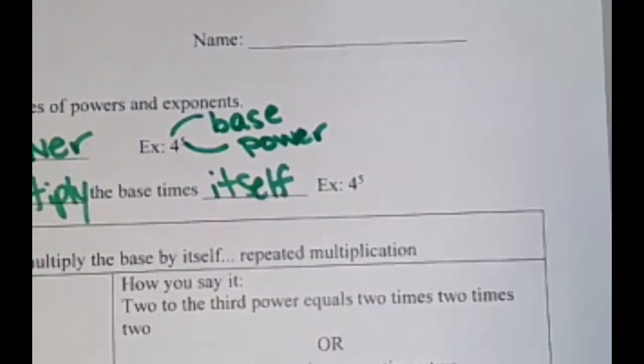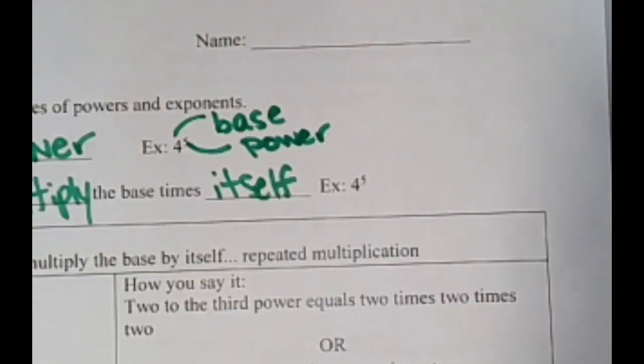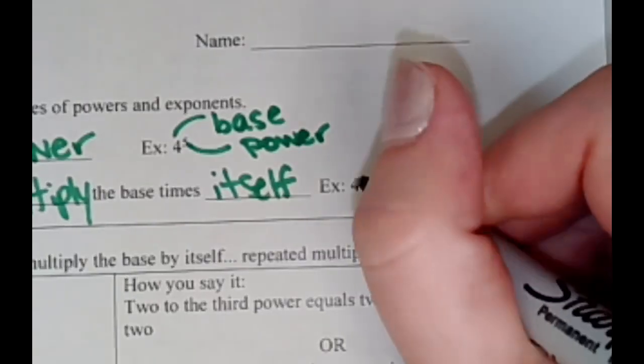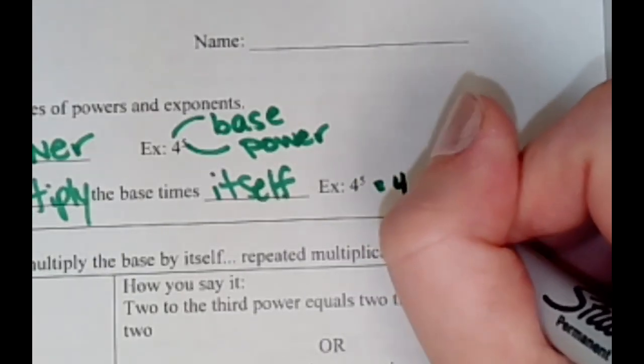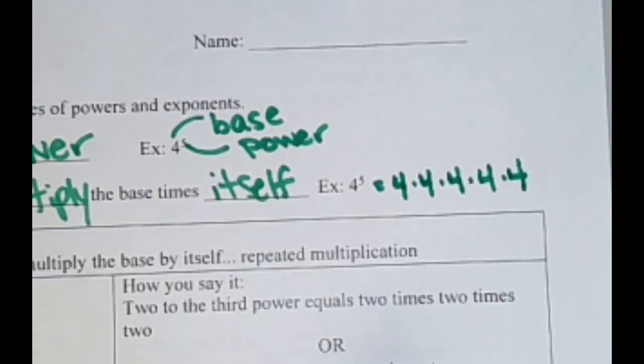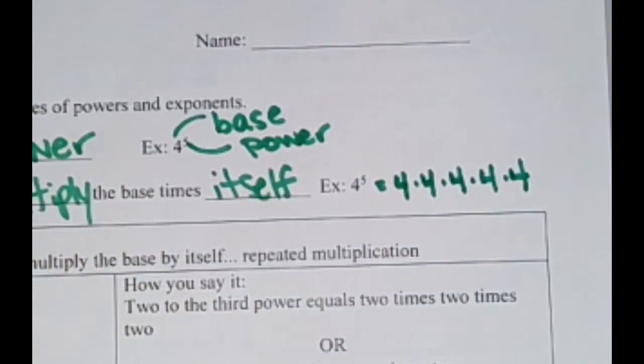If you were to think about 4 to the 5th power and what that means, it is the number of times you multiply the base of 4 times itself. So 4 to the 5th power means you have 4 times 4 times 4 times 4 times 4. 4 times itself, a total of 5 times.